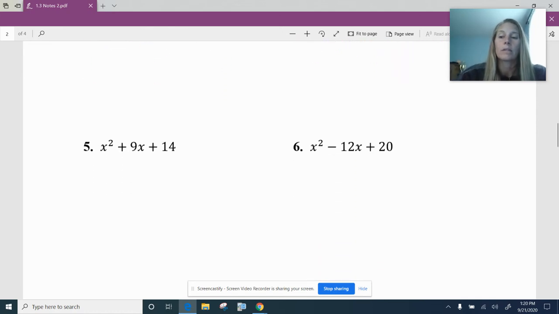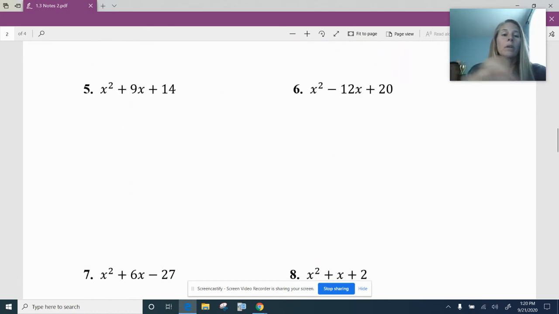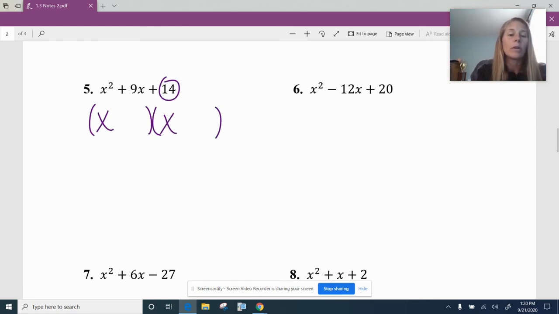Okay, so then the next one. So again, no GCF to divide out here, so I can go right into x and x. The two numbers that multiply to get 14 and add up, since this is a plus, to get 9 would be 7 and 2. 7 times 2, and positive 7 and positive 2 add up to that positive 9.